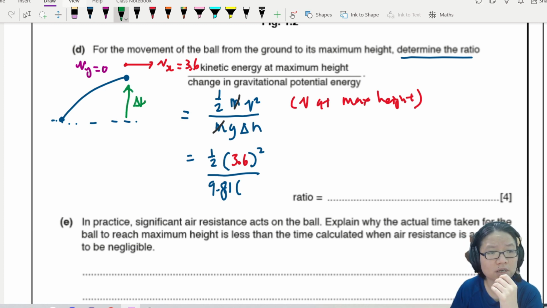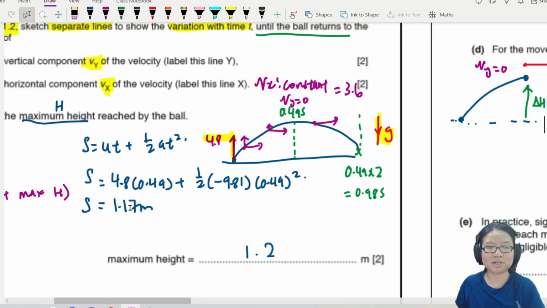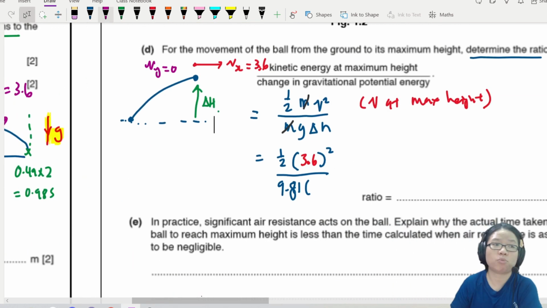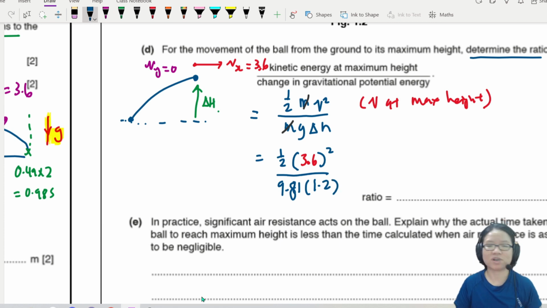This delta H. Do we have the change in height? We did, remember? We looked for the maximum height in part C. Come, I show you. No, the maximum height is here. 1.2, 1.17 up to U. Okay, so I'm going to put 1.2, to follow the spirit of 2 SF. So in that case, 0.5 times 3.6 squared divided by 9.81 divided by 1.2, that will give me 0.55.